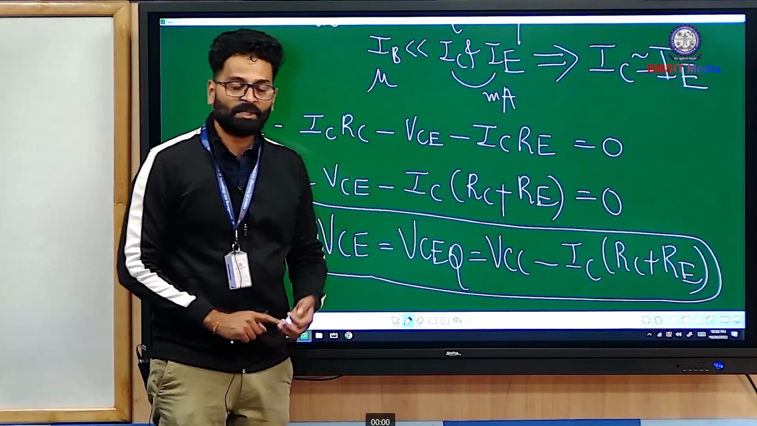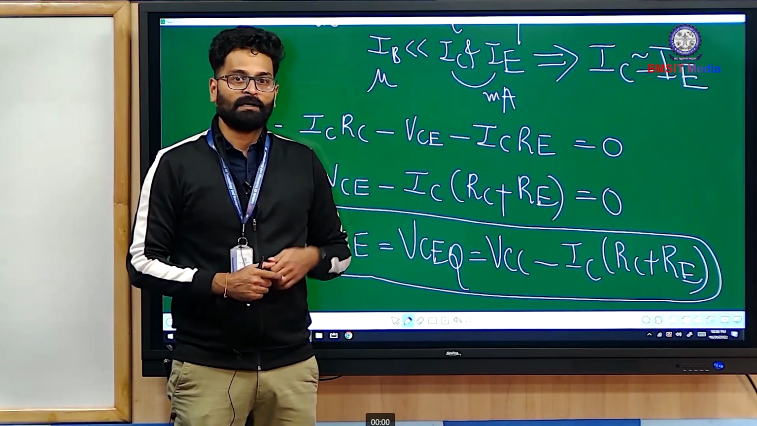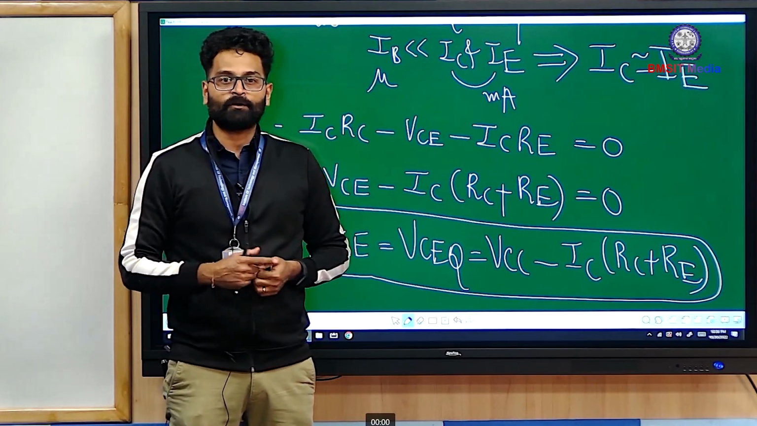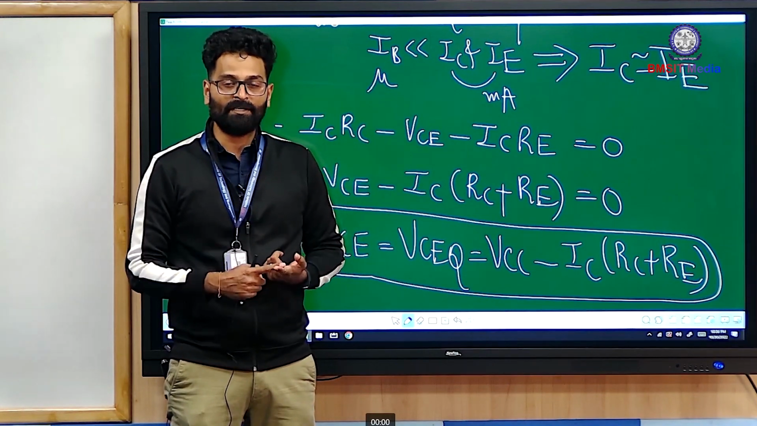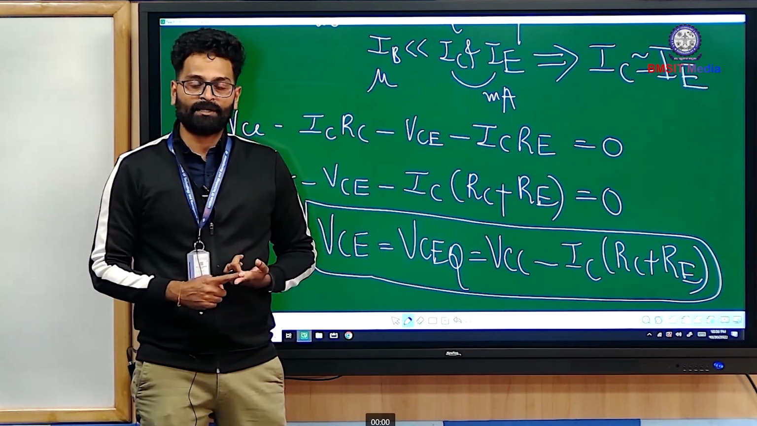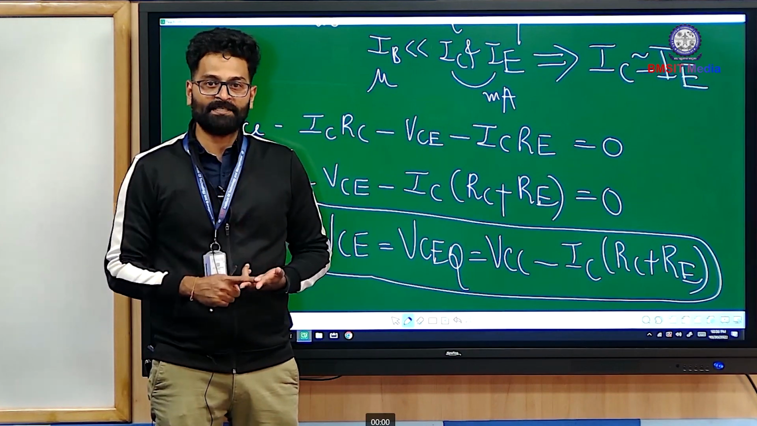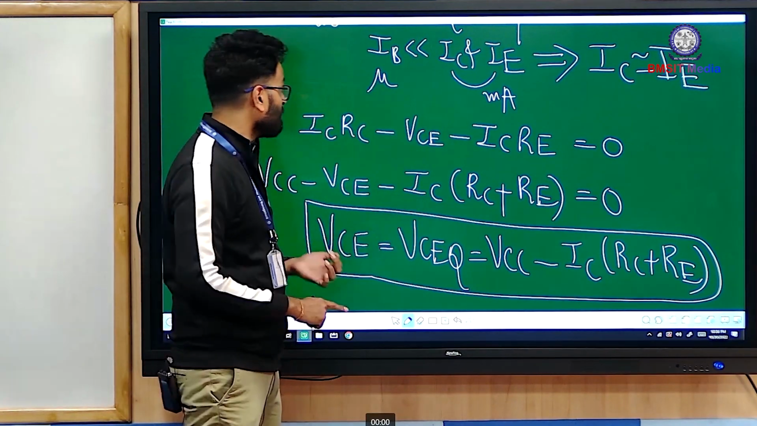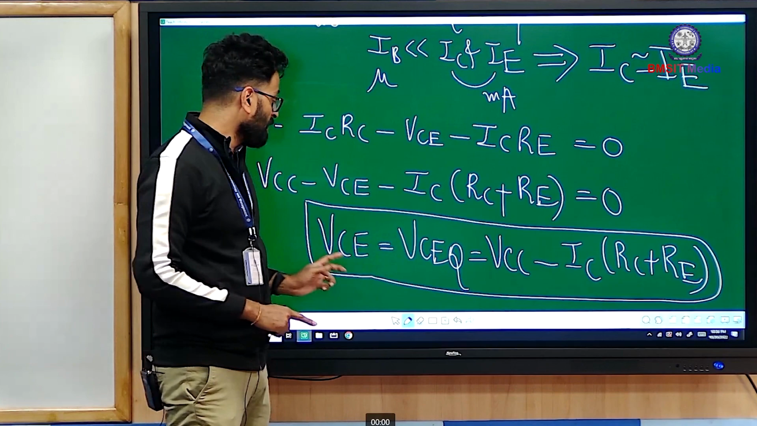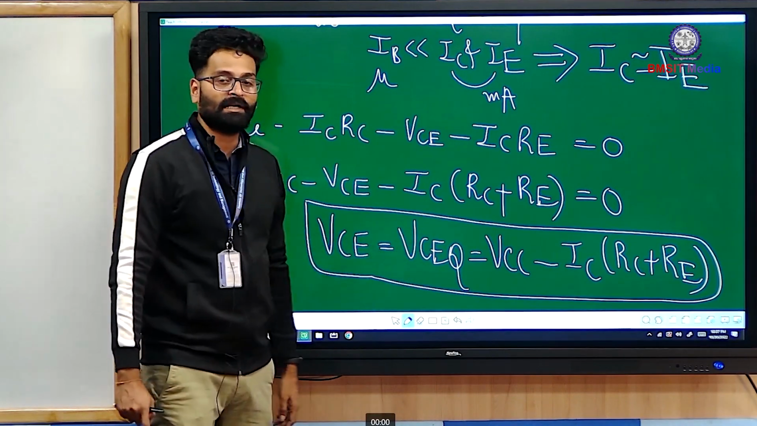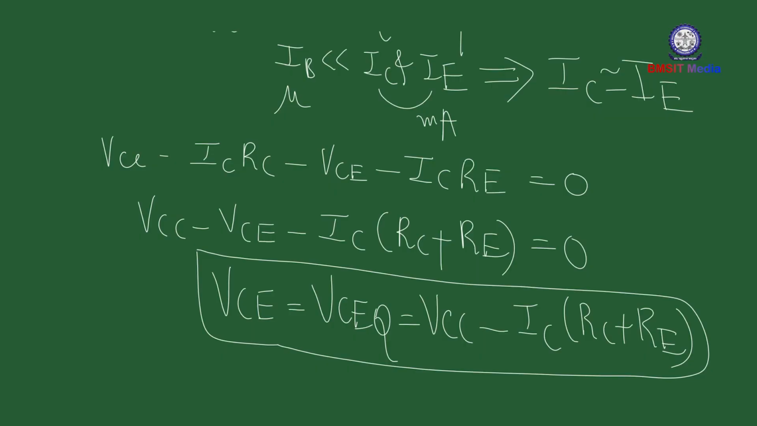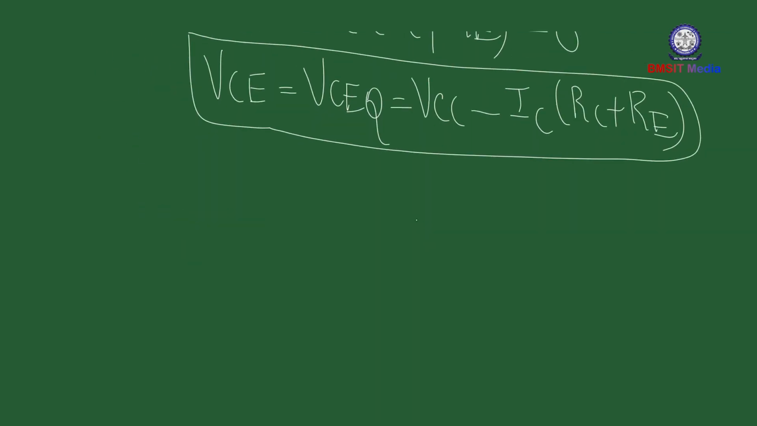Right. So just to summarize, what we have done is we looked at collector to base bias circuit. So we found the IB expression, and with the IB expression, you could find the IC expression. And when we apply KVL on the output circuit, you'll be able to find the collector to emitter voltage expression as well. All right.